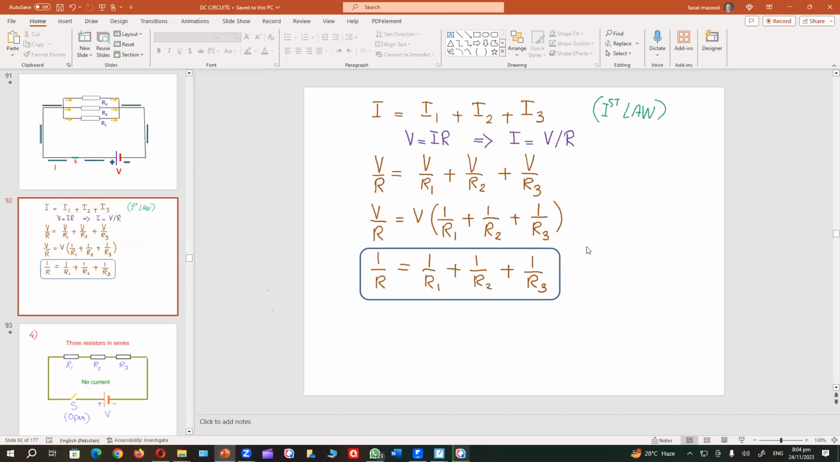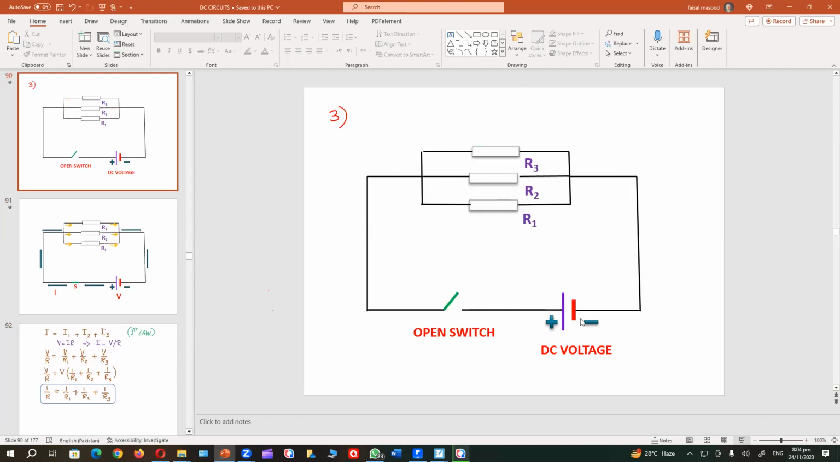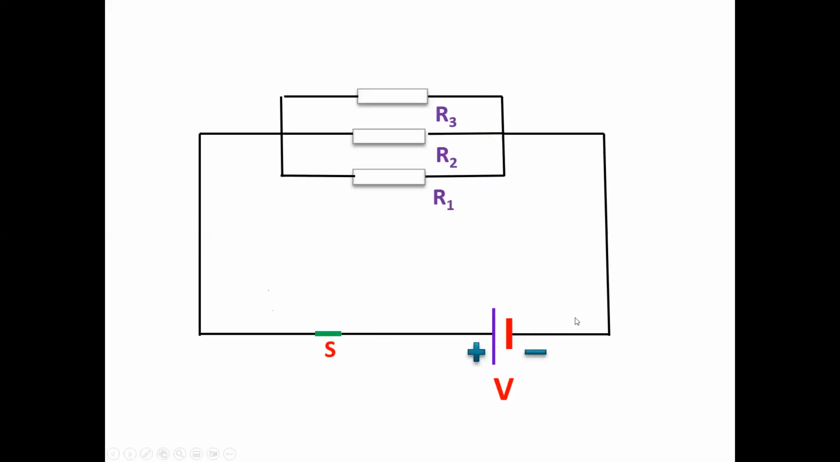So write number three. Write point number three, and copy this circuit. When resistors are in parallel, current is divided and conserved.